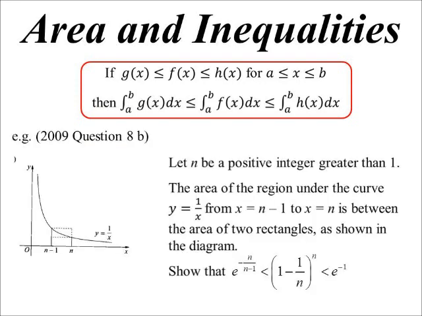So let's look at an HSC question that was quite interesting. n is going to be a positive integer greater than 1. We're going to look at the area of the region under the curve of our hyperbola from x equals n minus 1 to x equals n. What they told us is that this area is going to be between the areas of two rectangles, what we sometimes call the inner rectangle and the outer rectangle. The actual area would be trapped in between the two. Show this particular inequality is what they're asking us.